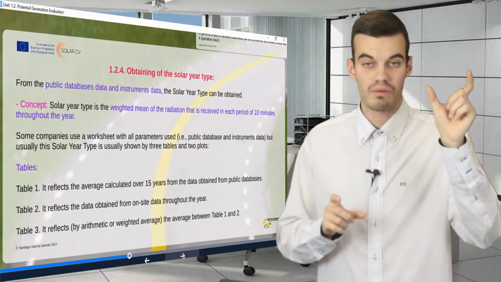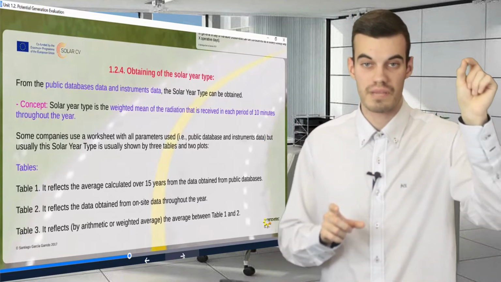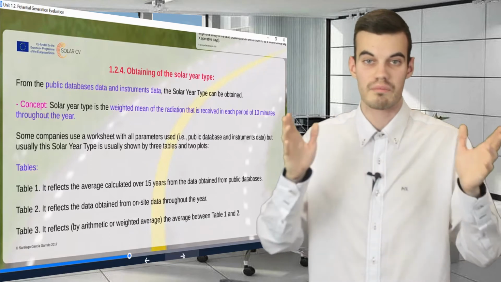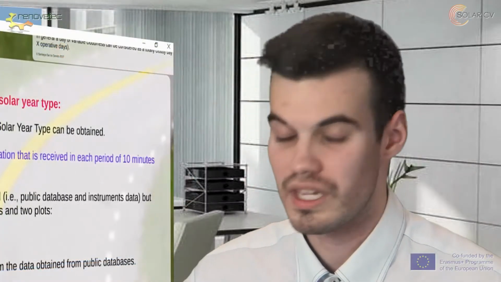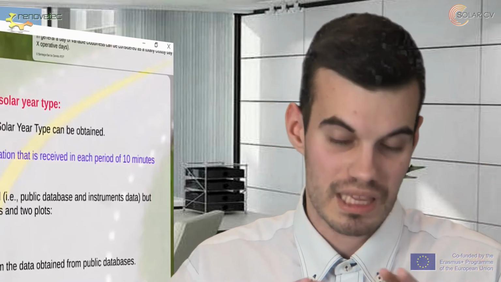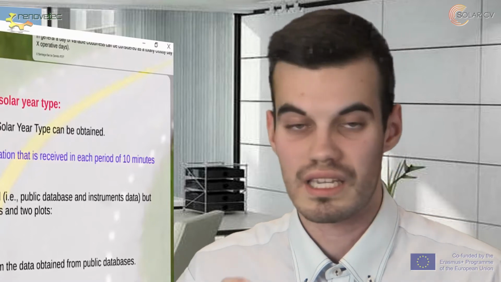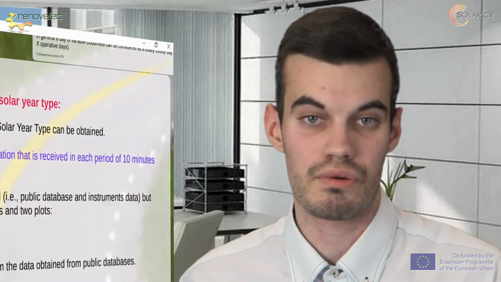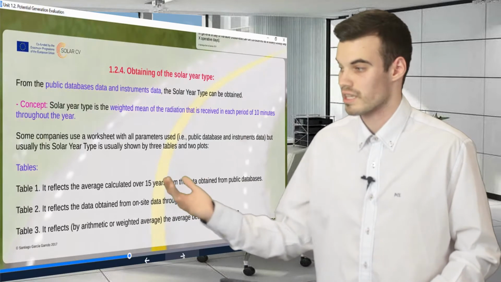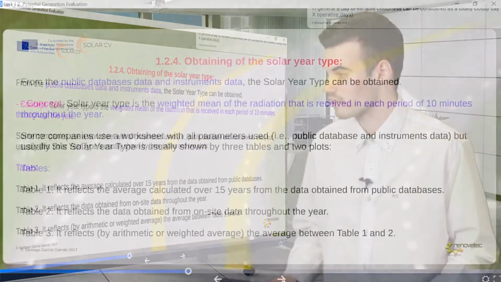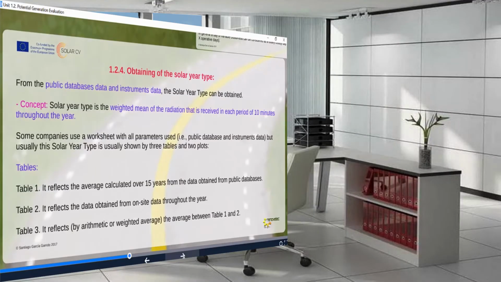But we must do the product of 20 by its mean and 30 by its mean, divided by the total number of elements. So the solar year type is the product of the number of minutes belonging to this total of 10 minutes which has irradiation. And now we can elaborate three tables. The first table reflects the average calculated over 15 years. Table 2 reflects the data obtained from on-site data. And table 3 reflects the average between table 1 and table 2.